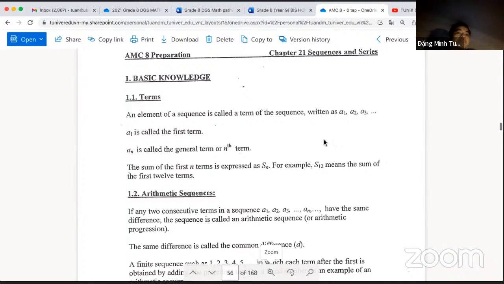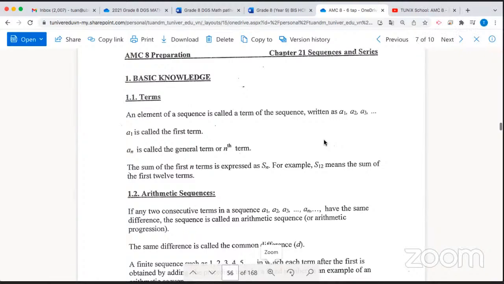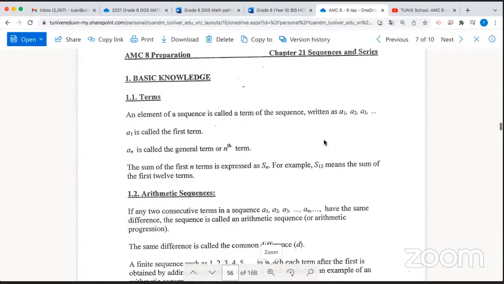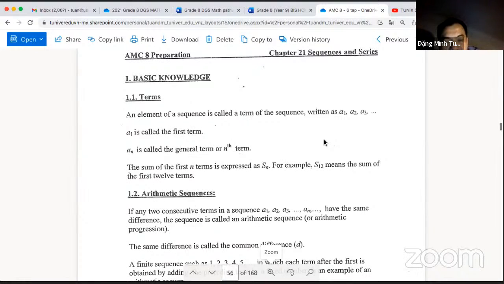Okay, now the element of a sequence is called the term of the sequence, right? Maybe we denote it by A1, meaning the first term, A2, the second term, and so on. An is the general term for the nth term, right? And the sum of the first n terms is denoted Sn. S just means the sum, right? If we denote it by S12, that means the sum of the first 12 terms. You got it? For S10, that means the sum of the first 10 terms.